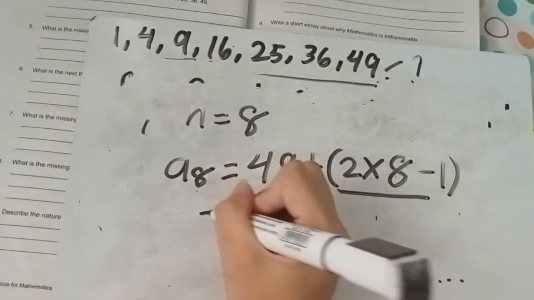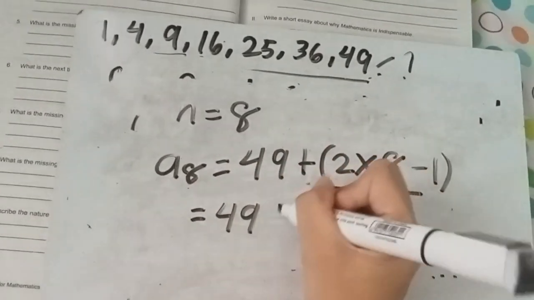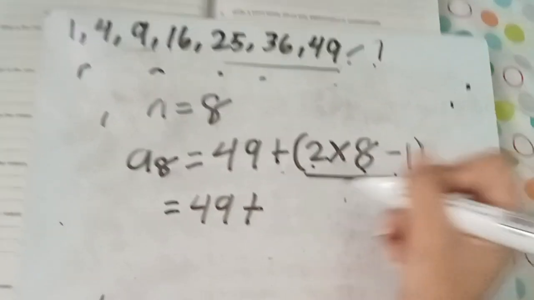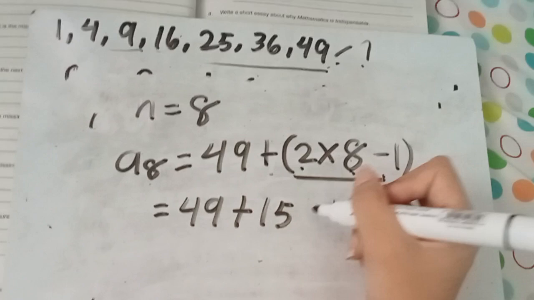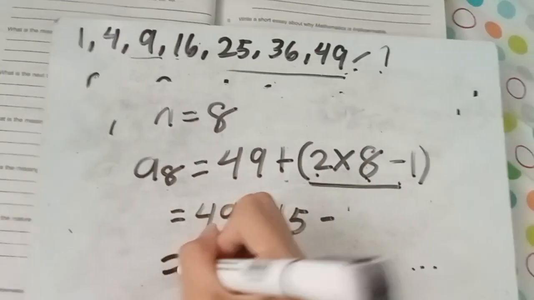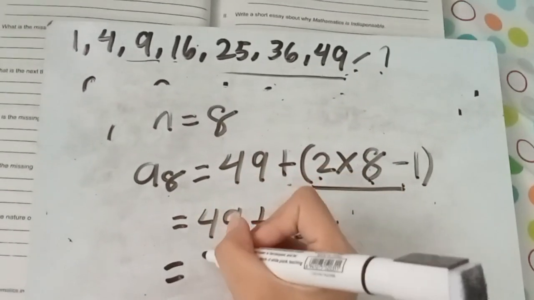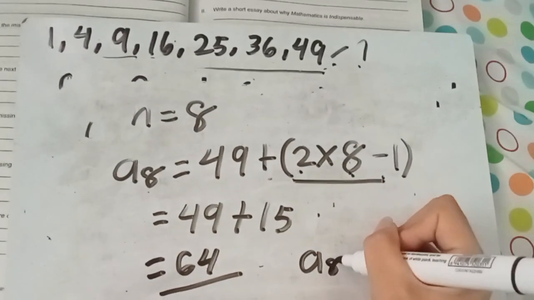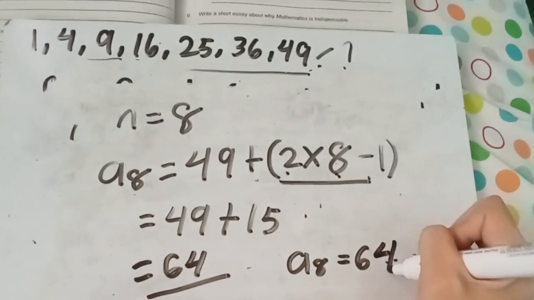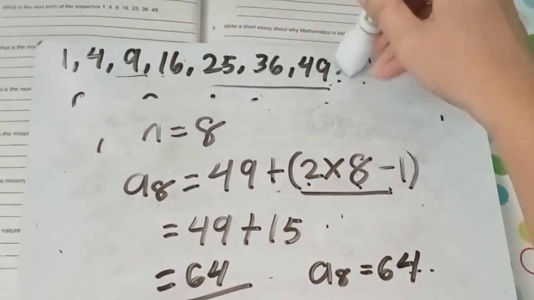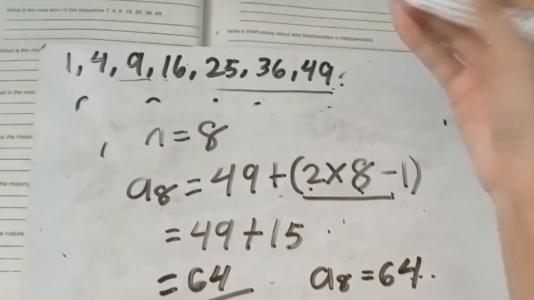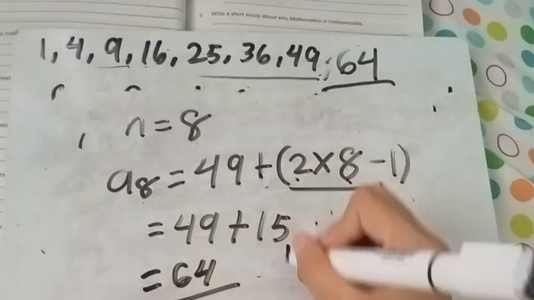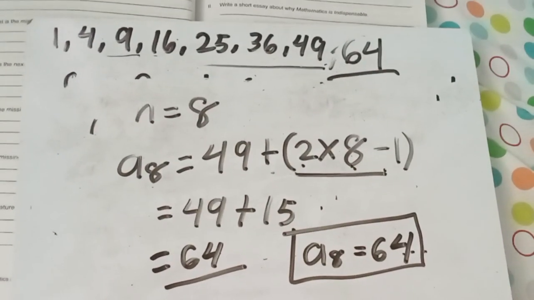After substituting the given numbers, let us now solve what is enclosed in the parenthesis and add it to 9. 2 times 8 is 16, minus 1 is 15, therefore we add 15. For the last step, we add the remaining numbers. Now 49 plus 15 is equal to 64. Therefore, the 8th term or the next term is 64. See, solving the Fibonacci method is as easy as pie, especially since it is bound by a pattern. Now let's add the 64 at the side of the 7th term and box the final answer.